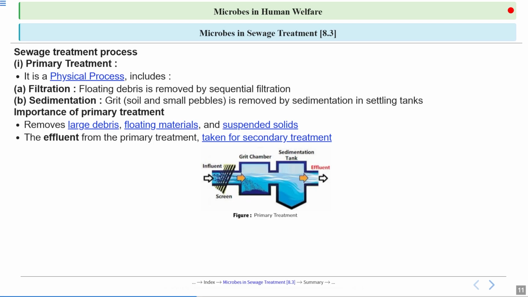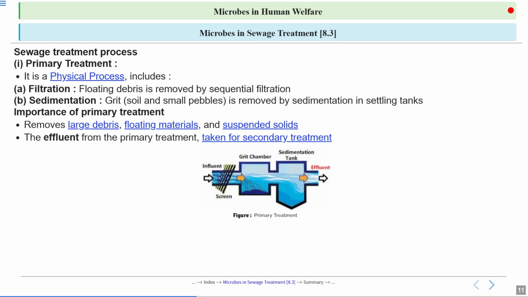Here you can see this is the image showing you primary treatment. Here you can see this is a grit chamber and then you have the sedimentation tank here. So all the physical material, like the floating debris, soil and pebbles, is removed. So you have a grit chamber and then a sedimentation tank, and then you can see the effluent which is coming out, which is partially clean water. This is then subjected to the secondary treatment.